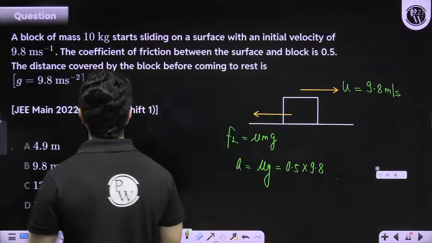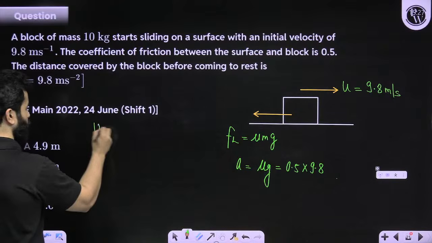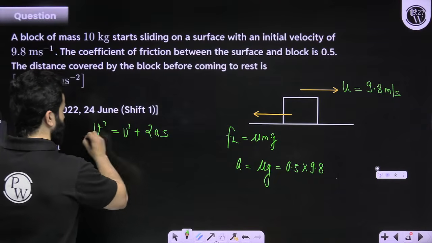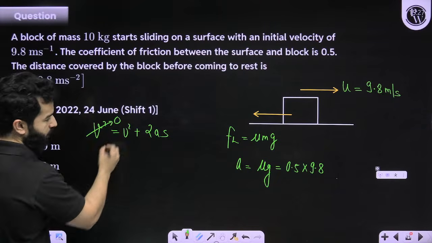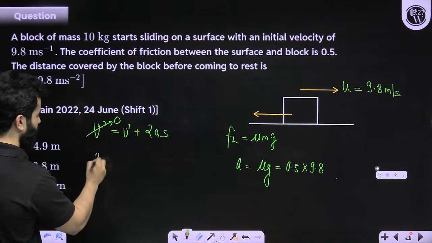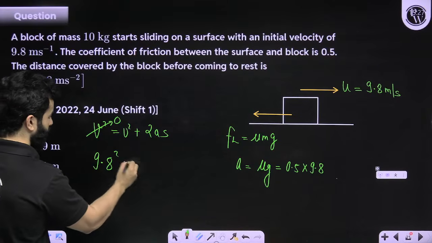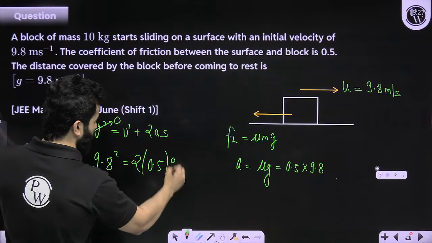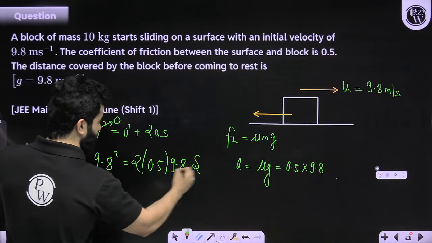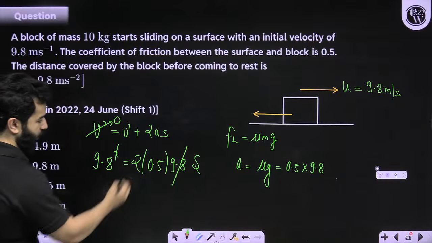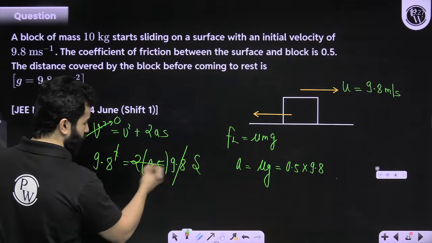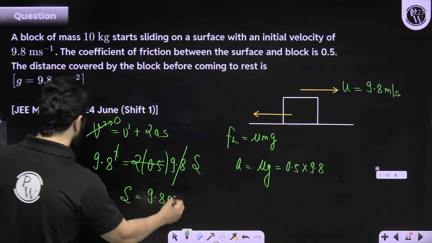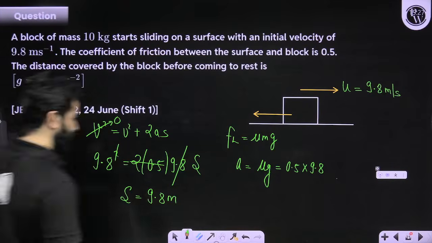They are asking the distance covered, right? So let's use v square equals u square plus 2as. So v is 0, u is 9.8, and acceleration is 0.5 into 9.8, into s. 9.8 cancels out, 2 times 0.5 is 1, so s comes out to be 9.8 meter. B option is correct.